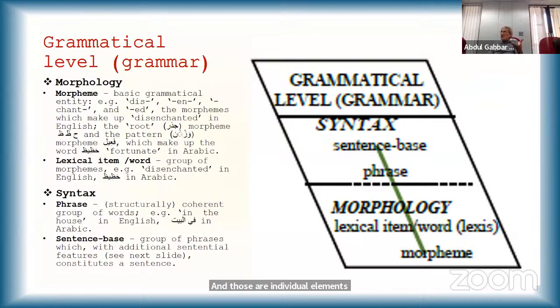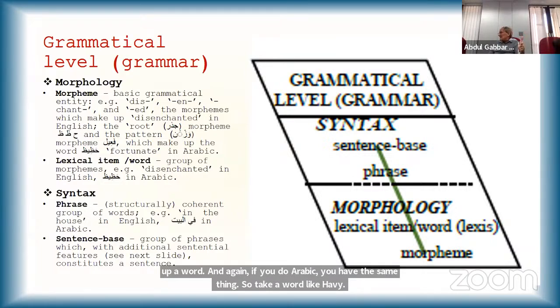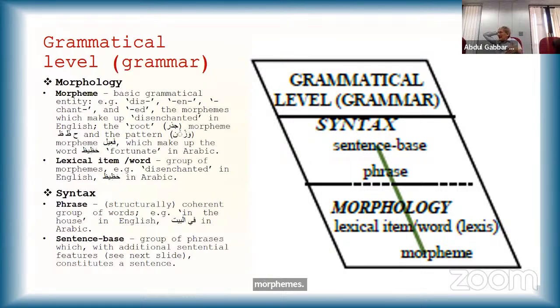And again, if you do Arabic, you have the same thing. So take a word like hadid, you can think of the jadr and the wazn as being morphemes. And these are sometimes termed, what are they termed? Fixed morphemes, because in English, morphemes tend to be one after the other. So dis, en, chant, ed. But in Arabic, they're mixed together. So the jadr and the wazn are doing the same kind of thing as the bits of an English word, but instead of being separated out, they're interlinked.